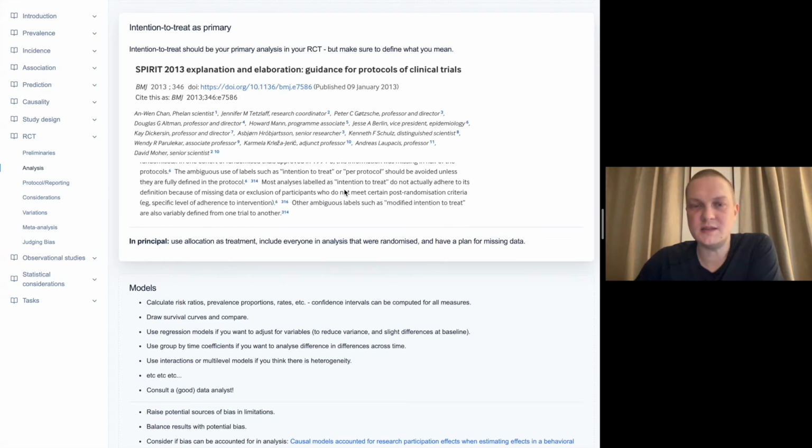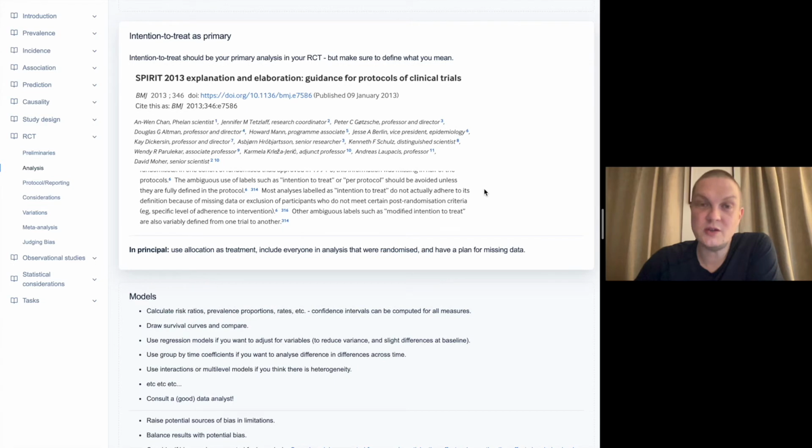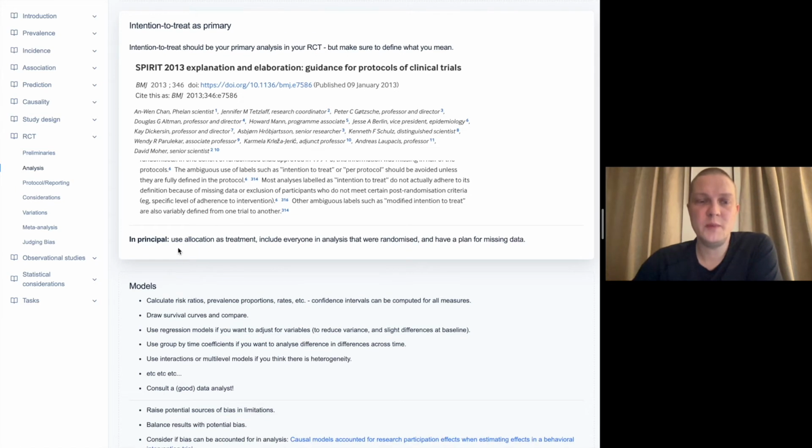Most analyses labeled as intention to treat do not actually adhere to its definition because of missing data or exclusion of participants who do not meet certain post-randomization criteria, and so on. The point is, intention to treat could mean different things to different individuals. So in your protocol, it's a good idea perhaps to mention intention to treat, but only if you fully define what you mean. And when I say fully define what you mean, in principle, you should be very clear that you're going to use allocation as treatment. That is, you're going to analyze the effect of allocation on the outcome. You're going to include everyone in the analysis that were randomized. You're not going to remove participants after they've been randomized. And you should have a plan for missing data.